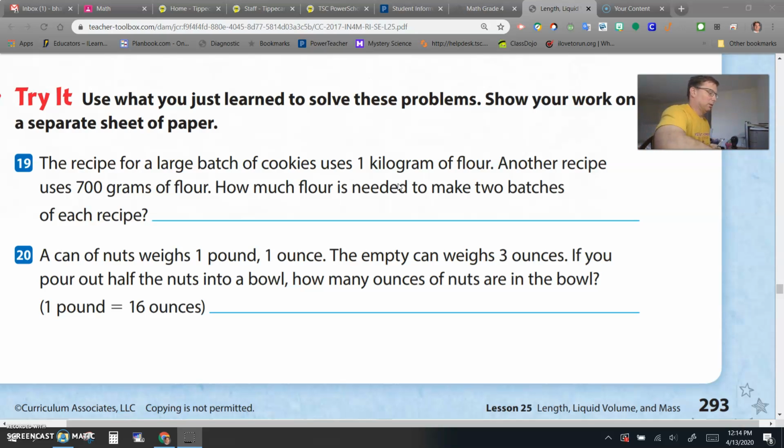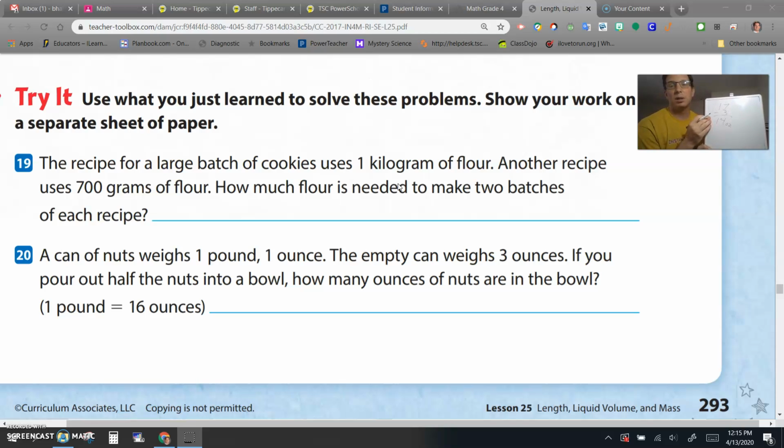A can of nuts weighs about a pound, 1 ounce. An empty can weighs 3 ounces. If you pour out half the nuts into the bowl, how many ounces of nuts are in the bowl? So we have to convert everything to ounces. So a can is 1 pound, 1 ounce. There are 16 ounces in 1 pound, so you would add 16 plus 1, so the total equals 17 ounces. The empty can is 3 ounces, so we need to subtract 17 minus 3 equals 14 ounces of nuts.